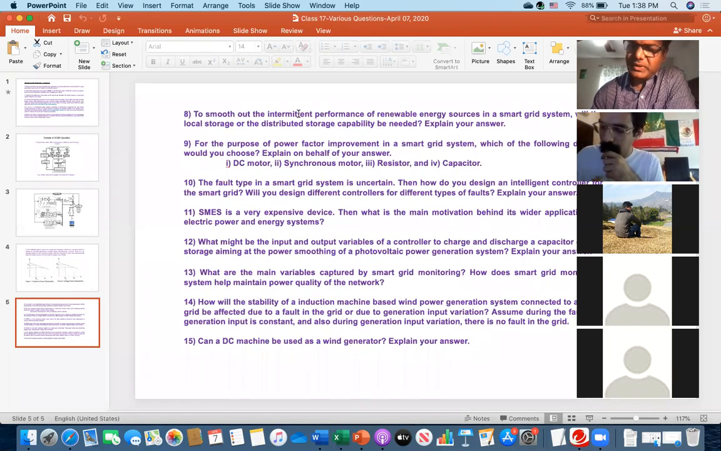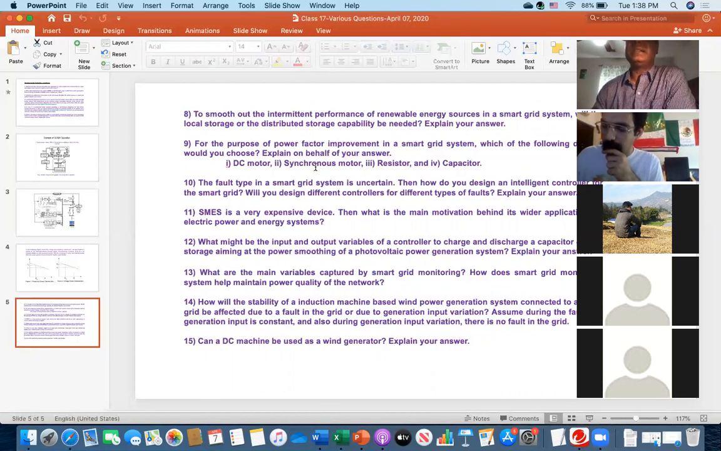Similarly, in the case of the wind generator, wind speed is changing or varying. So that's why they are exhibiting intermittent performance. Now, to solve this problem, do you think the local energy storage or the distributed energy storage capability will be needed? Local storage means, for example, you have a solar system, then you attach an energy storage with it. You have a different system like a wind generator, and you need an energy storage to be connected at its terminal. So those are called the local.